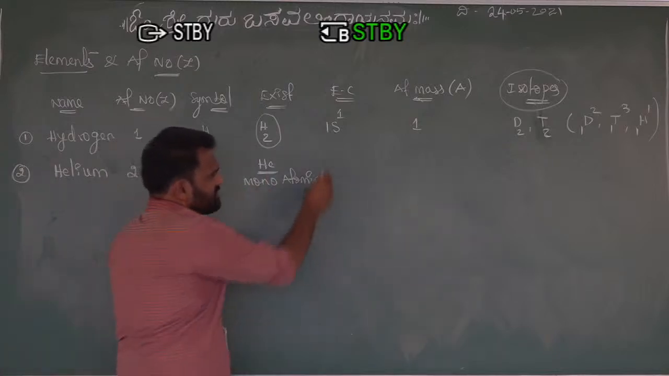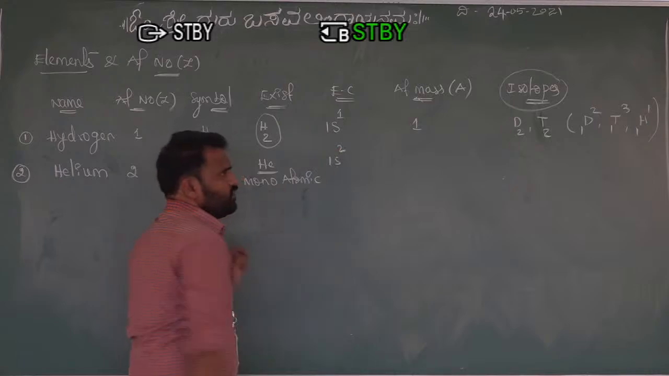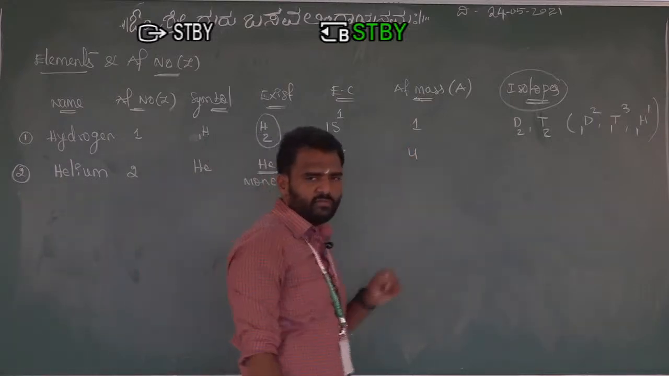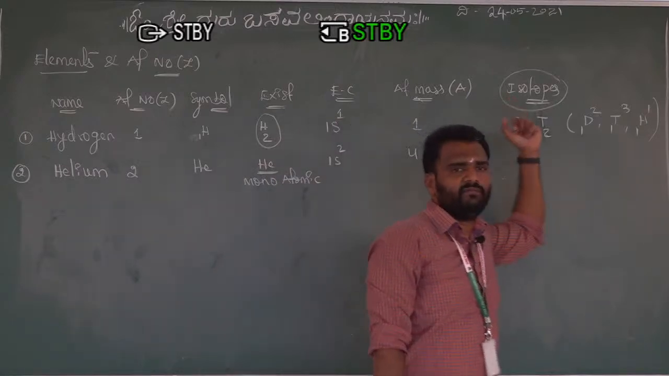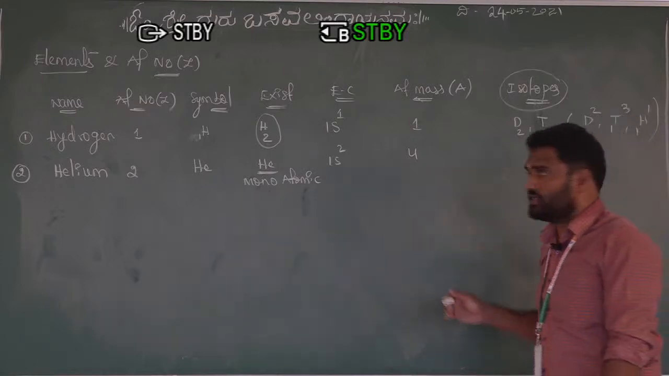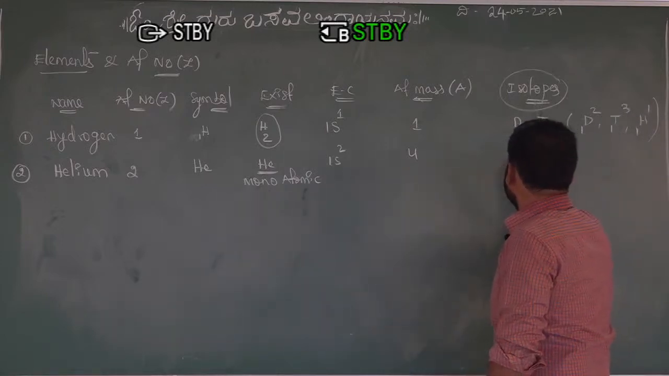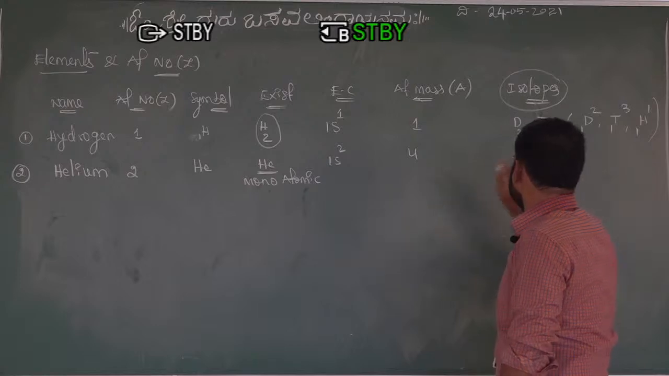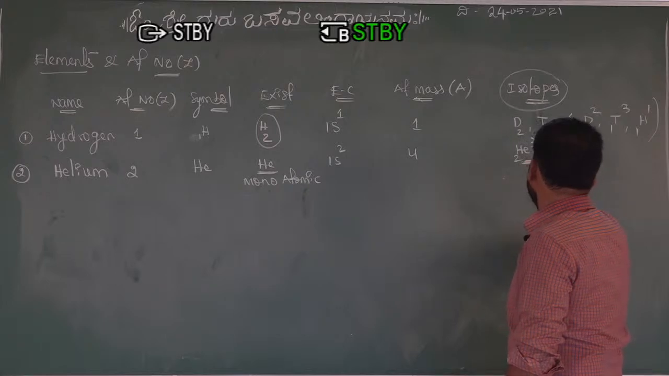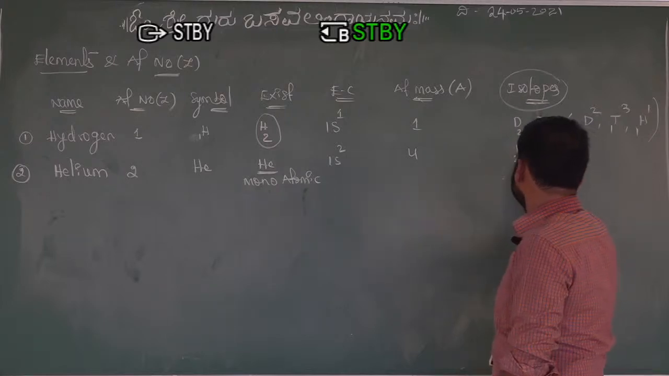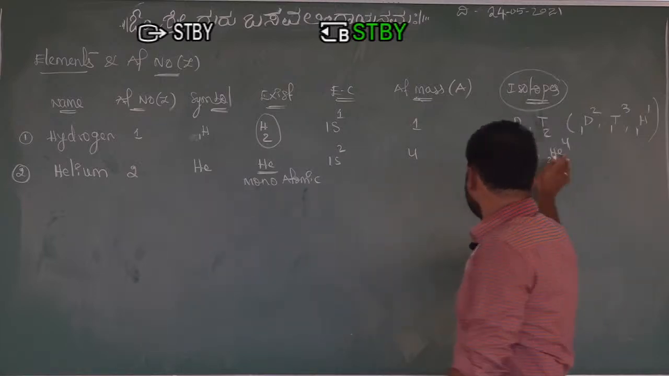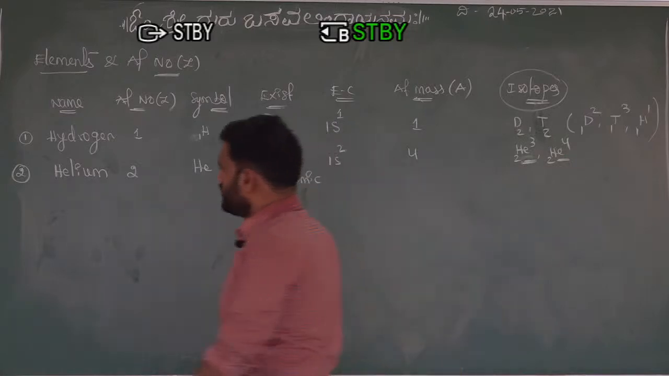monoatomic elements. Next, its configuration. If you see the electronic configuration, 1s2. Next, the atomic mass of helium is 4. And isotopes of helium: helium does not normally form isotopes, but in some reactions you will get helium-3 also. Helium-4 is the natural existence, and during reactions you will get He3. So these two are the isotopes of helium atom.